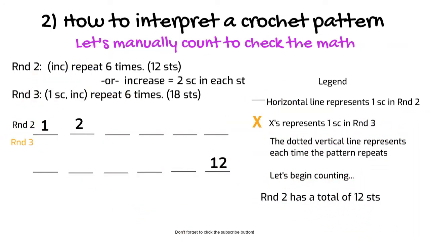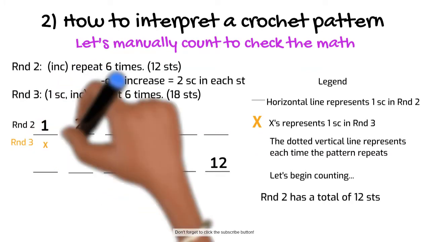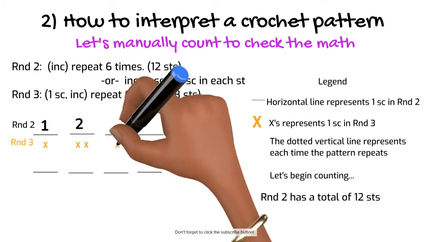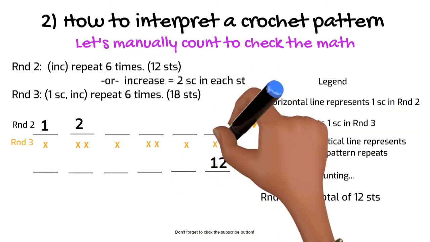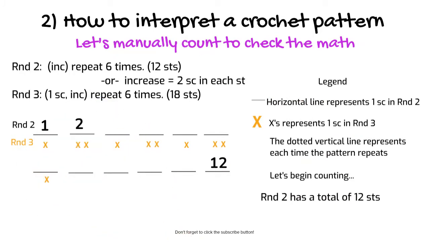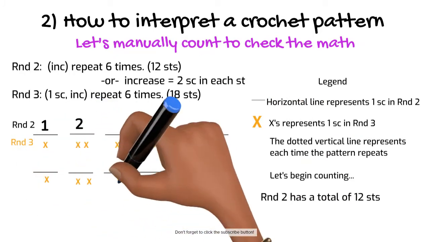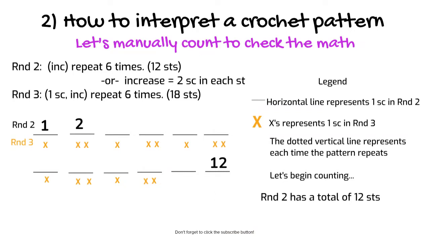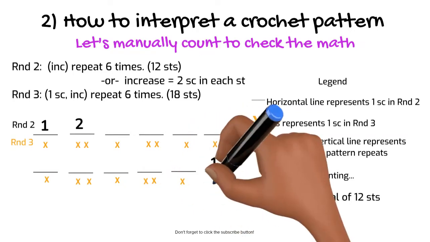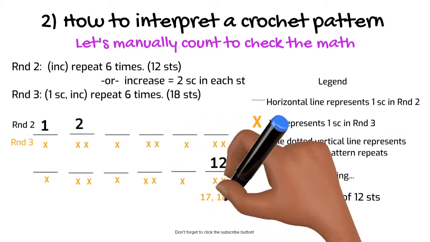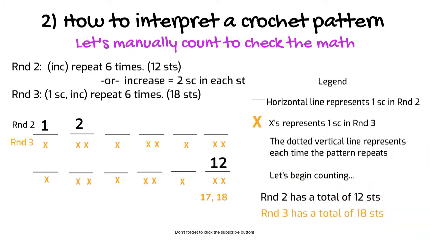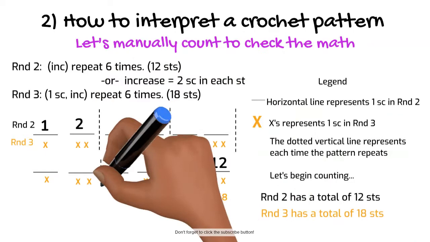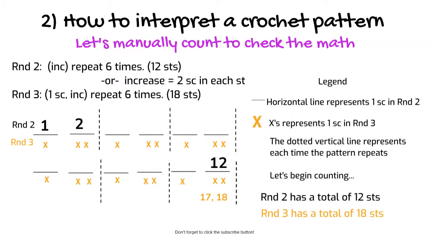Round 3. 1, 2, 3, 4, 5, 6, 7, 8, 9, 10, 11, 12, 13, 14, 15, 16, 17, and 18. So for round 3, there's a total of 18 stitches. And there are 6 repeats in the round.